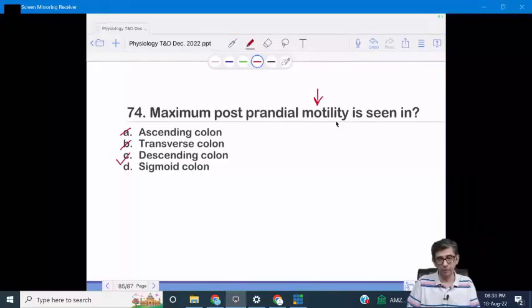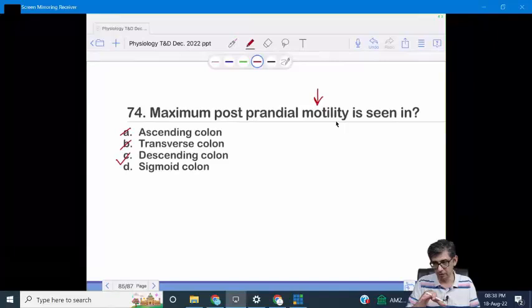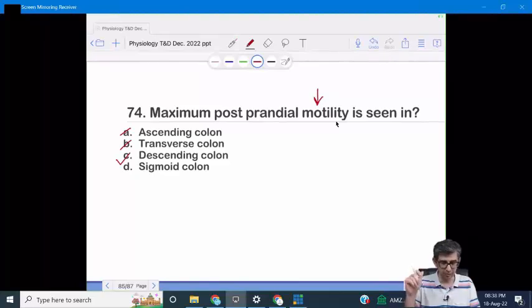The maximum postprandial motility would be present in the descending colon because वहां से push create होगा, so that ultimately the sigmoid colon and the rectum में motility जाती है. I mean, it starts from the descending colon. That's the point, and then the progression occurs towards the sigmoid colon and the rectum. Answer to 74 is option number C here.